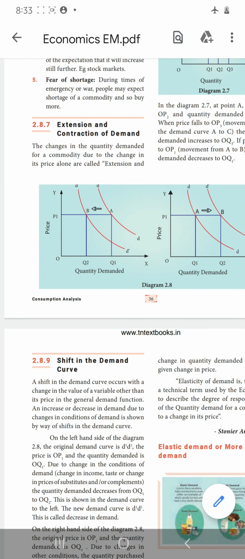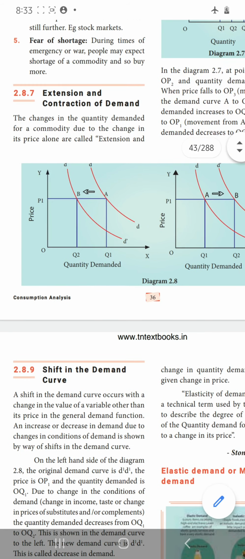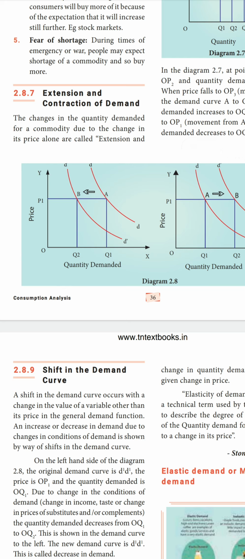Kids, in today's session you are going to learn about extension and contraction of demand. The change in the quantity demanded for a commodity due to the change in the price is called extension or contraction of demand. What they are saying is that the product's quantity demanded will change according to the change in the price.